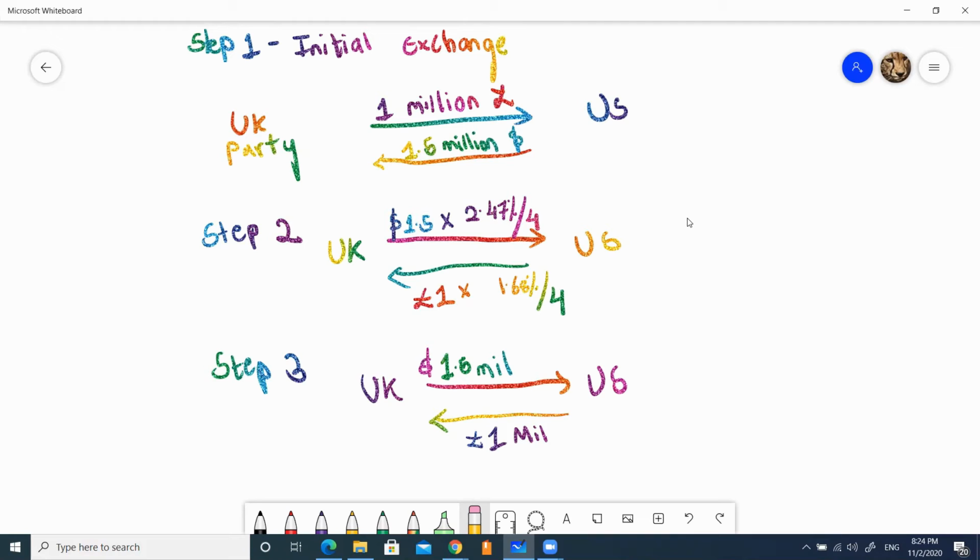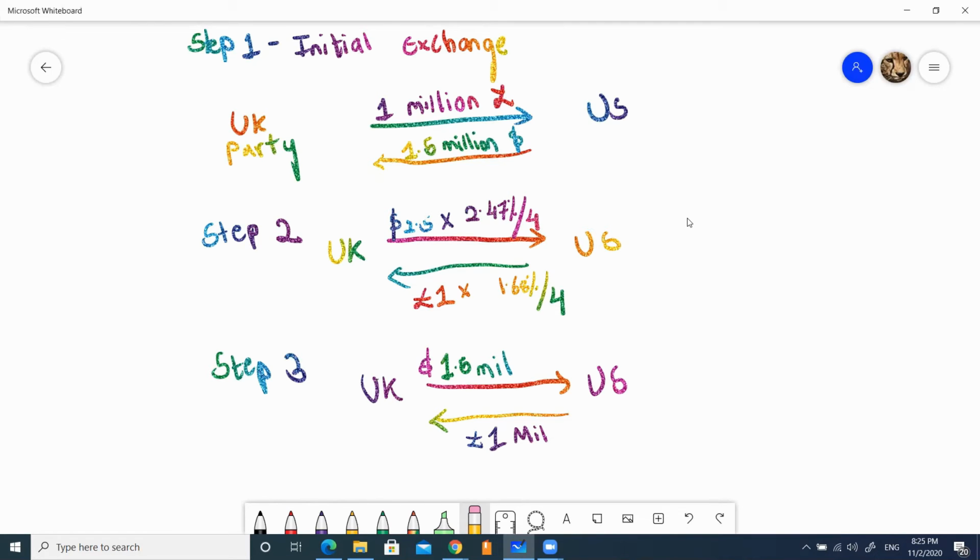In the second step, they are paying coupon rates based on their individual coupons that they would have otherwise received on their money in their individual countries. In the US, the US party would have received 2.47% divided by 4, because now we're calculating the quarterly amount based on 1.5 million. That is how we calculate coupon based on the notional principal.